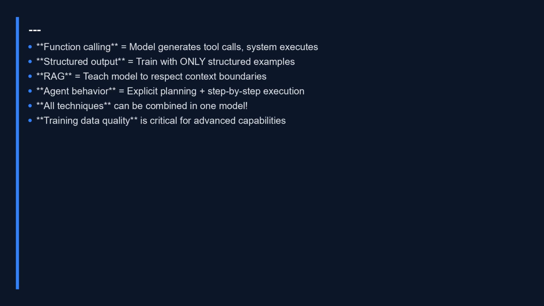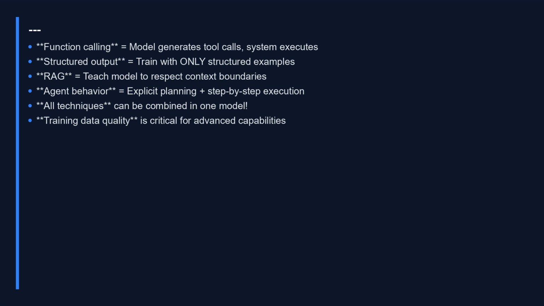Key takeaways. Here's what to carry forward. Function calling means the model generates tool invocations. Your application code executes them. Structured output requires training exclusively on structured examples. A single inconsistent example degrades the behavior. RAG teaches the model to respect context boundaries and cite sources rather than hallucinate.